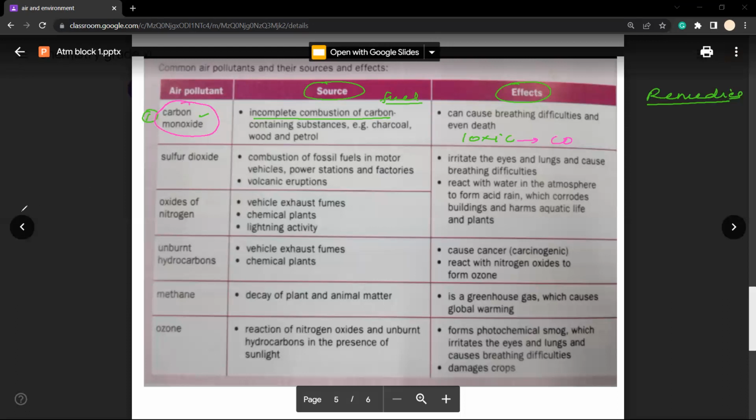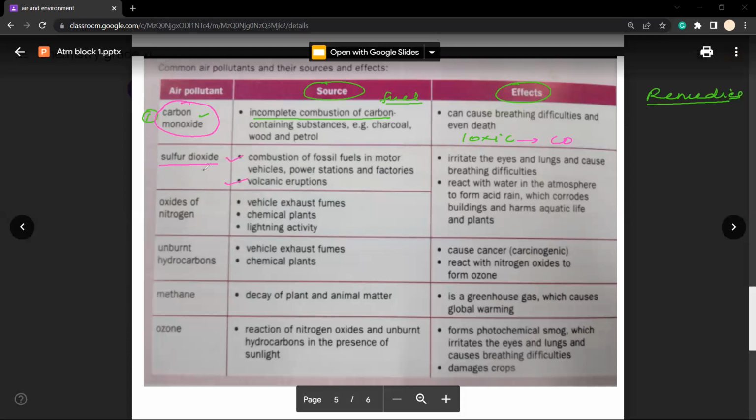Number two, we have sulfur dioxide. Now, how do we get sulfur dioxide? There are fossil fuels which contain sulfur as a content. So when we burn those fossil fuels, we get sulfur dioxide, right? We get it from the emissions of vehicles, from power stations and factories. And the other source of sulfur dioxide is also volcanic eruption. So they often ask you the sources.